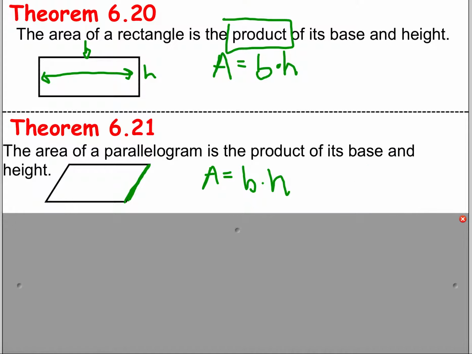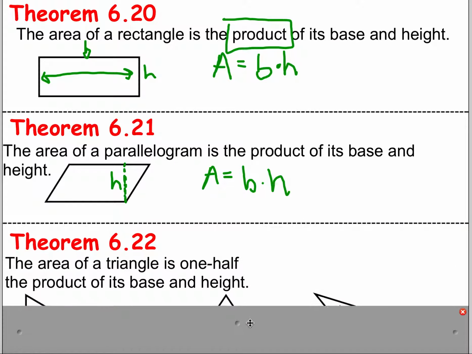So here we might actually have to do some work to find this parallelogram's height. But if I were to draw the height, it would be this straight line distance right there. Okay, that is the height. So in a parallelogram, if it's not a rectangle or a square, I might actually have to do some work to find the height of the parallelogram. But all that said, the area of a parallelogram is still the base times the height.